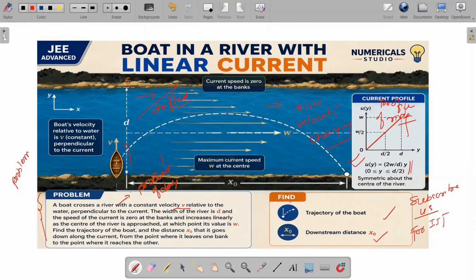So here is the challenge of the day. If the boat always moves straight across the river, with a constant speed relative to the water, what path will the boat follow? And how far downstream will it finally reach?